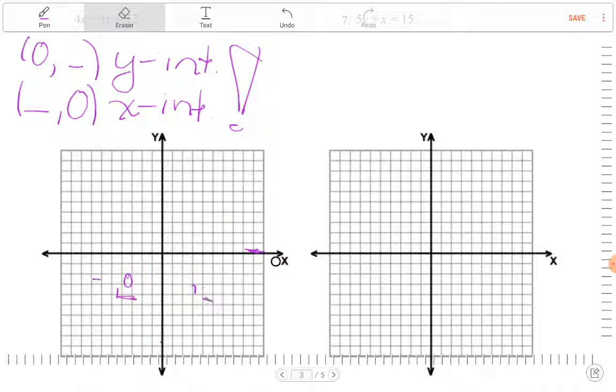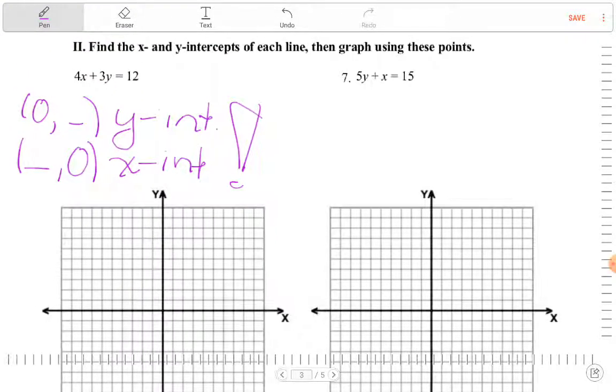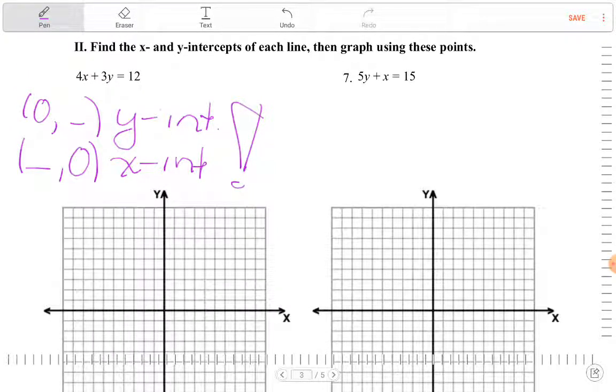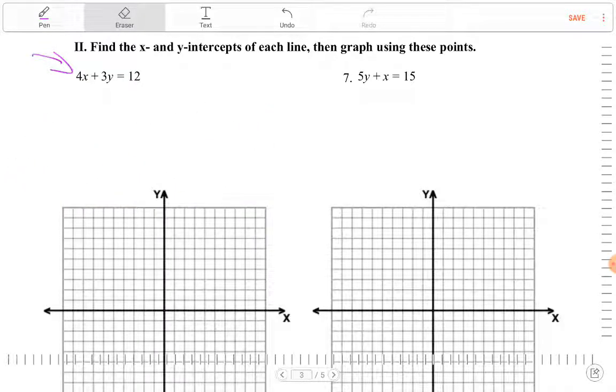Now let's go find the x and y intercepts of this specific line. It is fairly quick and easy to find the x and y intercepts when the line is given in standard form. So for example, this line is given in standard form. Let's go find its x and y. Let me erase this here. I hope you have written it down.